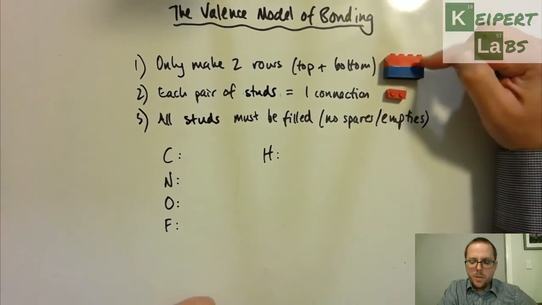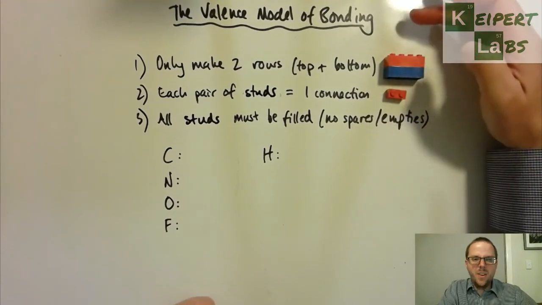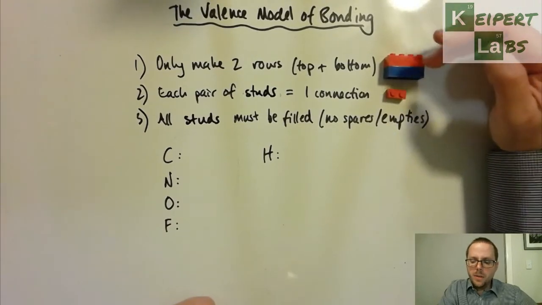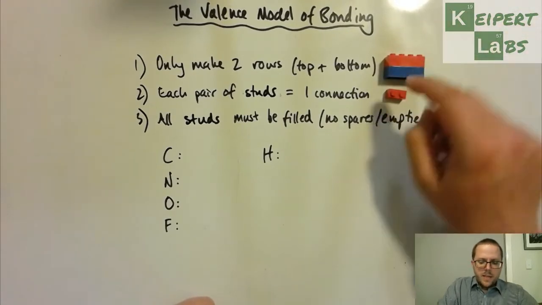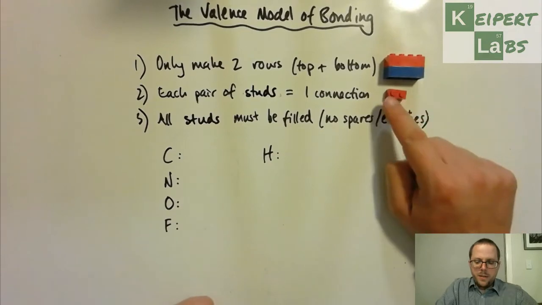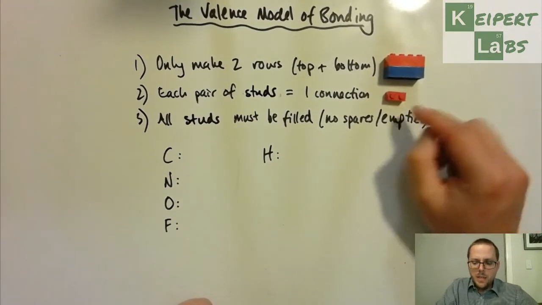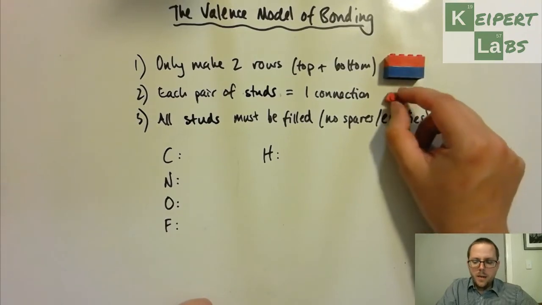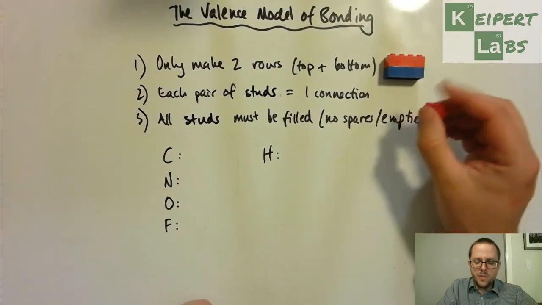So here we've got top and bottom rows. Okay, so we're not going to be just making a really big tower or a really big stack, we're only building things kind of across in those 2 layers. The next thing is that each pair of studs, which is the technical name for the little bumps on top of a Lego brick, equals 1 connection. Okay, so this Lego brick here can only make 1 connection to something else, even though that's those 2 studs.